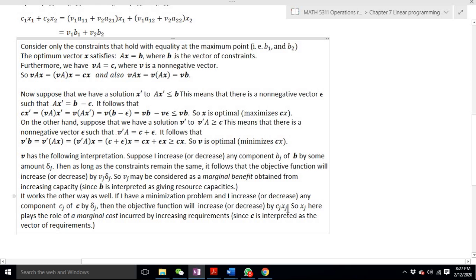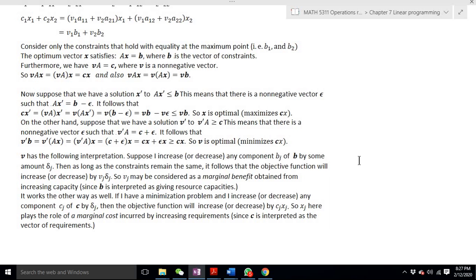So you see that it works both ways, and you have a practical interpretation for all of these quantities, both the x and the v, and the b, and the c. So take a little while to think about this. It's worth your while to understand thoroughly the situation that we're looking at here. Okay, that's it.